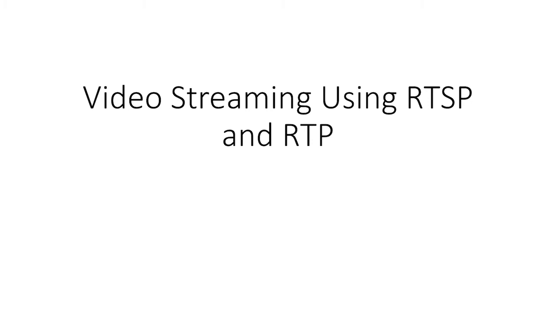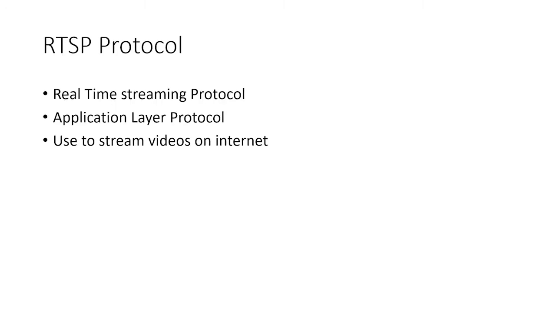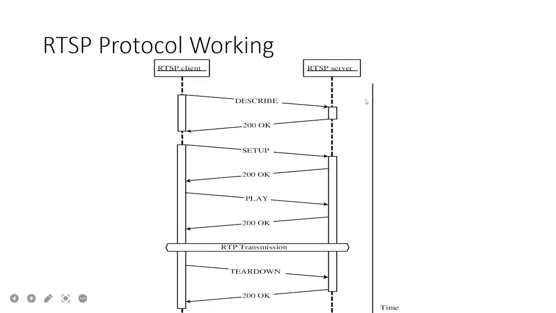So in this video we are going to understand about video streaming using RTSP and RTP. But first we will understand about RTSP protocol and RTP protocol. So RTSP protocol is a real-time streaming protocol, which is an application layer based protocol and is used to stream videos on the internet.